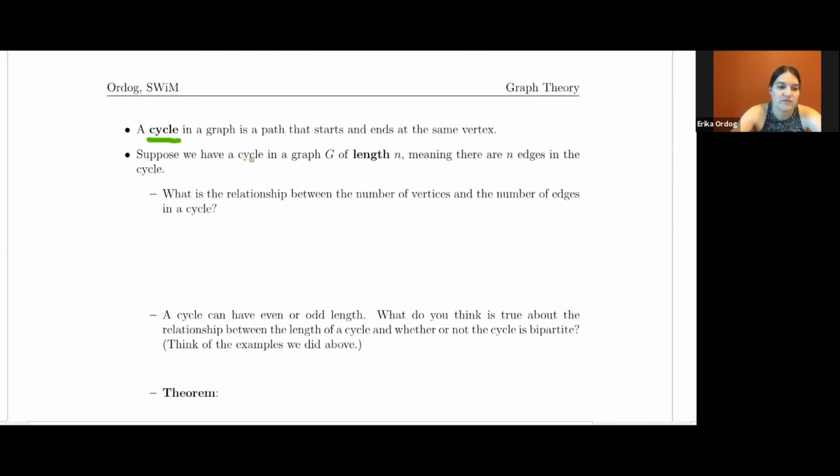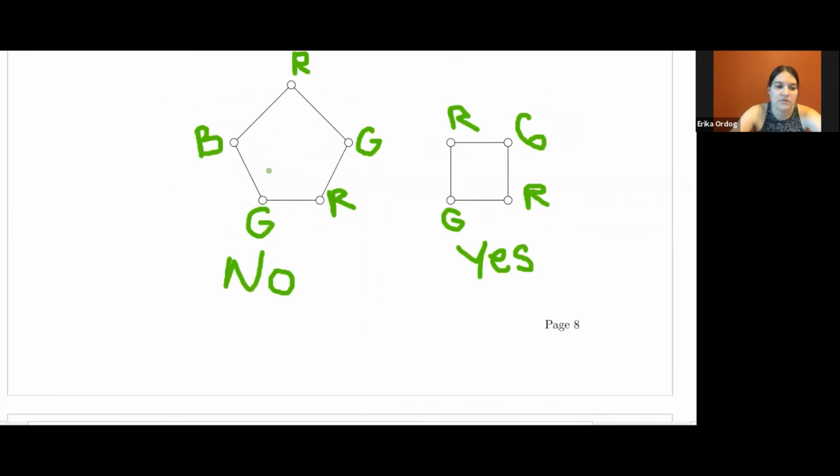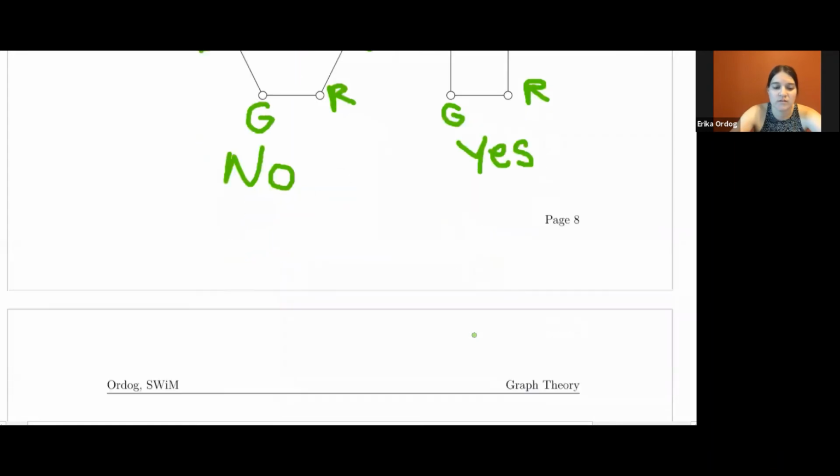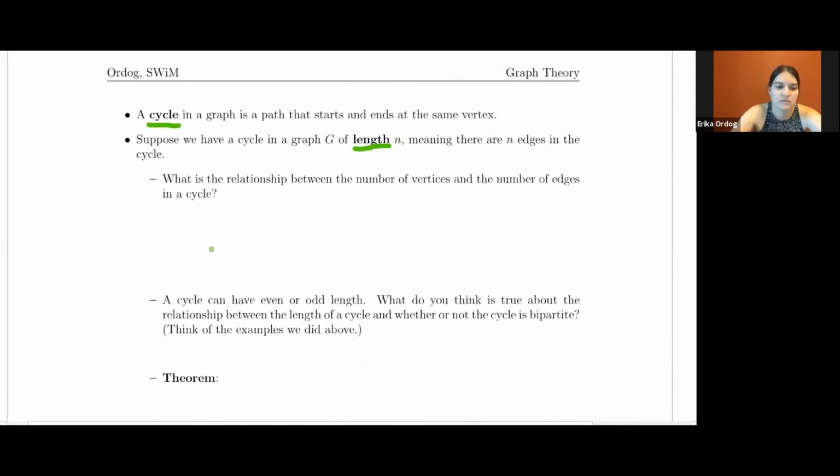So let's suppose we have a cycle in a graph G of length n. And what that means is there are n edges in the cycle. So here in this first graph, we have 5 edges. So this is a cycle of length 5. And in this graph here, we have 4 edges. So this is a cycle of length 4. So what's the relationship between the number of vertices and the number of edges in a cycle? You can draw some examples to see what's true.